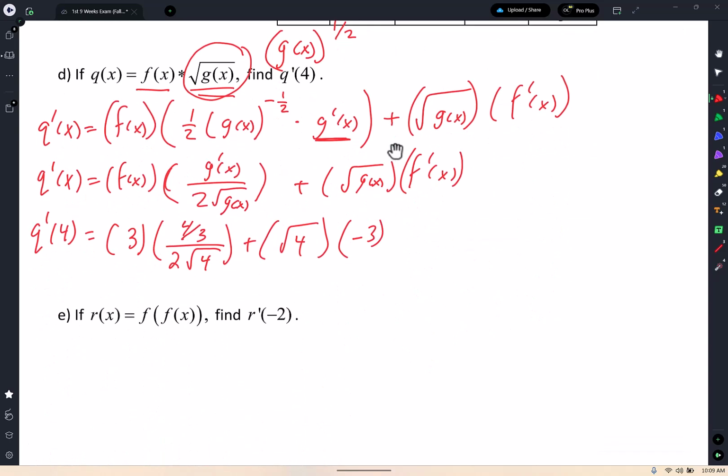Did we make any mistakes? Okay, I'm going to go slow. You could use your calculator, but check it out. This 3 is going to cancel with this 3. Do you guys see that or no? And then 4 divided by 2 is 2. And then the square root of 4 is 2. So 2 divided by 2 again is 1. So I see 1 minus the square root of 4 is 2. 2 times negative 3 is 6. 1 minus 6. Negative 5.